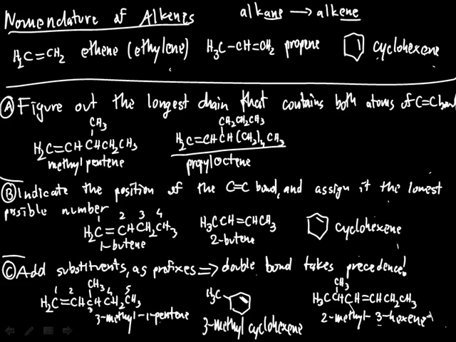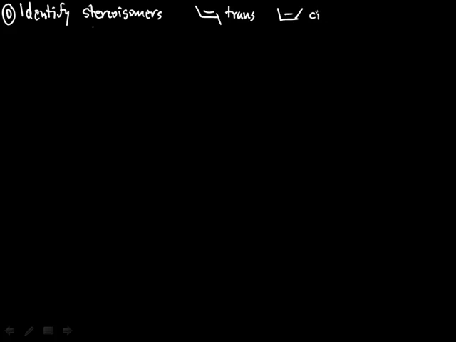Okay. There are still further steps to go. So the step classified as D is to identify stereoisomers. And again, we could talk about trans or cis, and these are fine. We apply this in many cases.